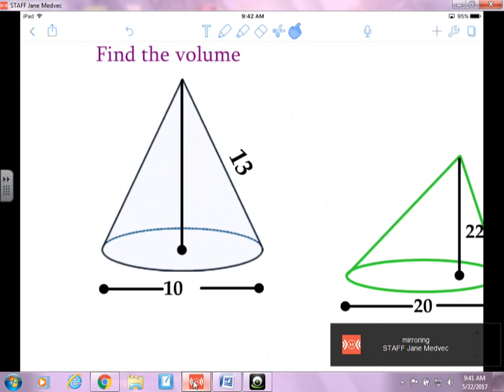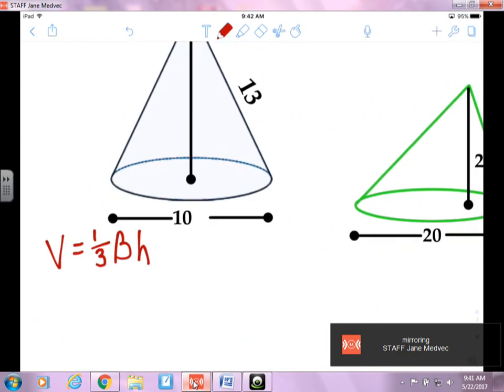We haven't looked at that yet. Again, volume equals 1/3 big B little h. So I'm going to go down. Volume equals 1/3. I don't know the area of the base. So big B is, what's my base? Well, my base is a circle. So I'm going to go pi r squared.